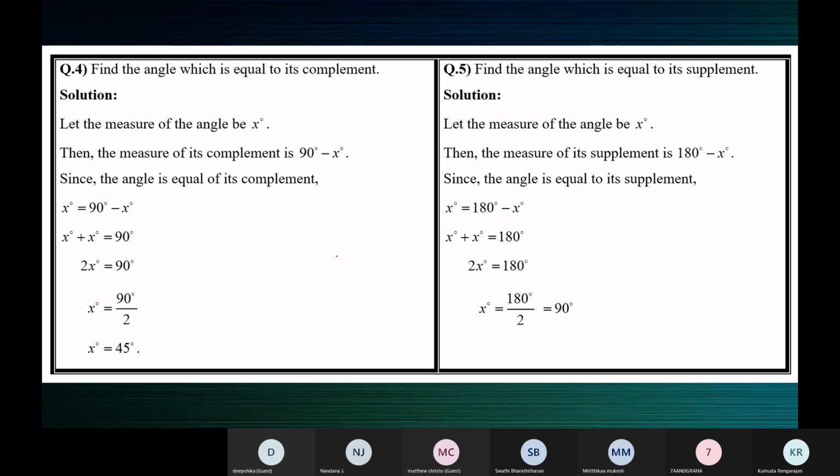If they ask for 3 marks, should we have to derive in this format? Yes. If it is objective, you can just take the correct answer. If it's a subjective question for 2 marks or 3 marks, you have to show the steps.